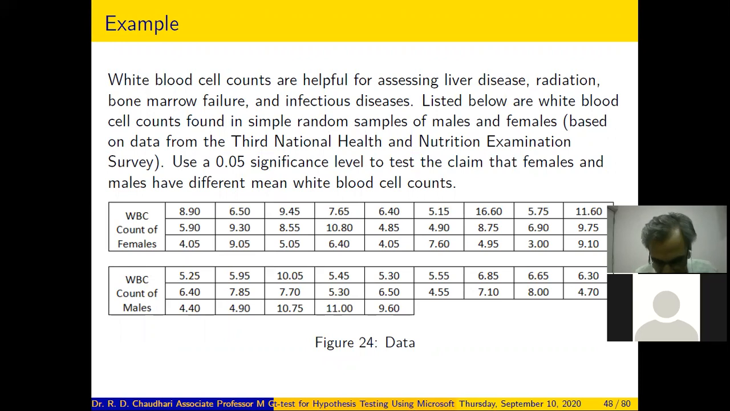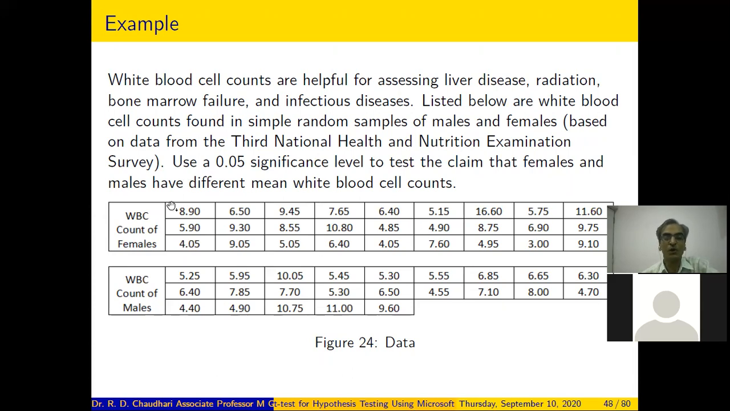Now, to discuss two sample t-test assuming unequal variances, let us see one example about the white blood cell count. Okay, so white blood cell counts are helpful for assessing liver disease, radiation, bone marrow failure, and infectious disease. So below are white blood cell counts found in simple random samples of males and females based on the data from the third National Health and Nutrition Examination Survey.